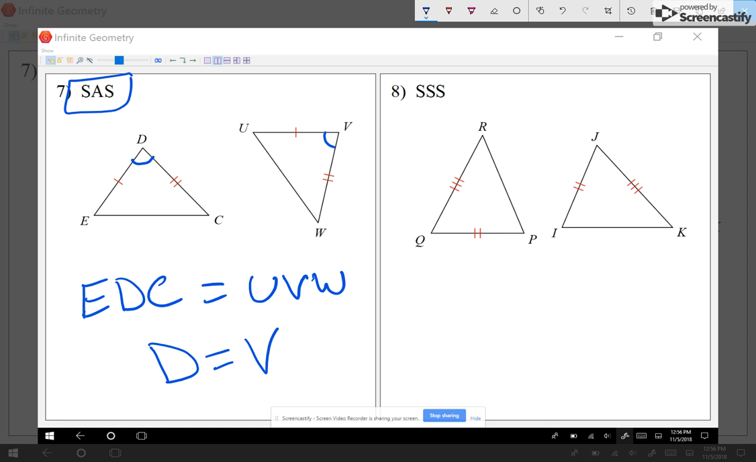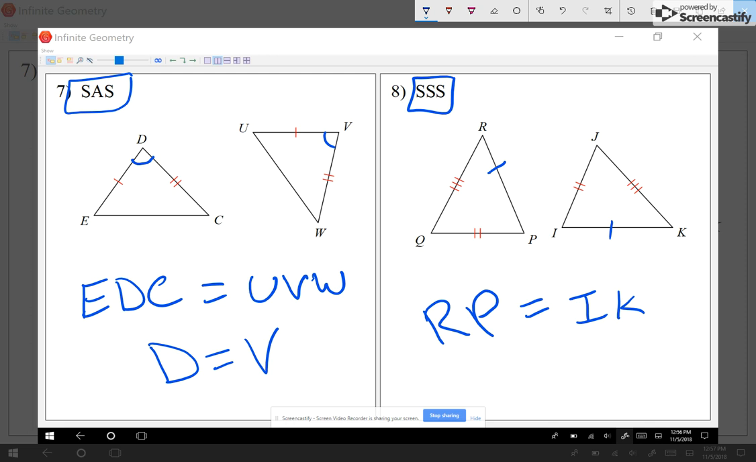Now looking at question number 8, I want this to be side, side, side. Each triangle has two sides given. So in one triangle, the side that I'm missing is this one. On the other triangle, the side that I'm missing is this one. So I'm going to say RP equals IK. When it comes to sides, make sure you guys use two letters. When it comes to angles, either use one letter if it's only one corner, or use three letters, leaving the vertex in the middle.